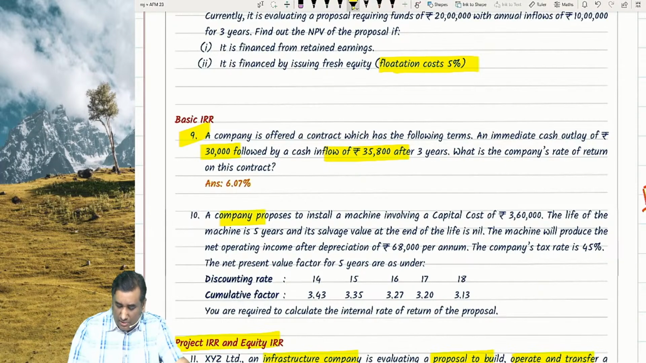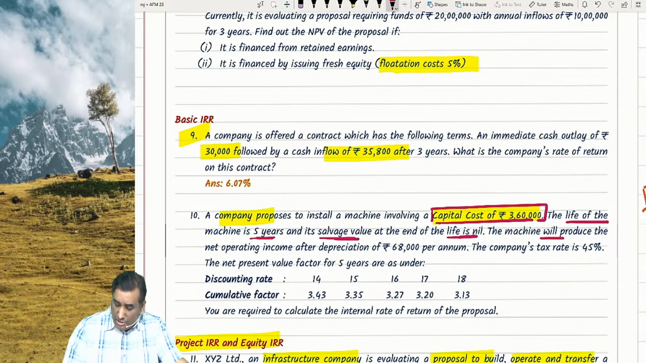A company proposes to install a machine involving a capital cost of 3,60,000. The life of the machine is 5 years. Salvage value at the end of its life is nil. The machine will produce net operating income after depreciation, that is, profit after depreciation, of rupees 68,000 per annum. The company tax rate is 45%.